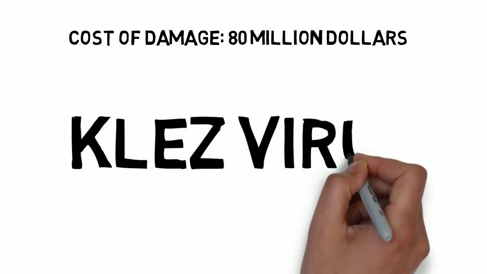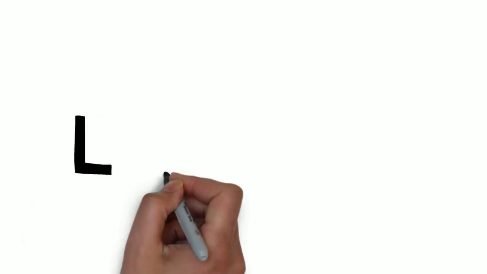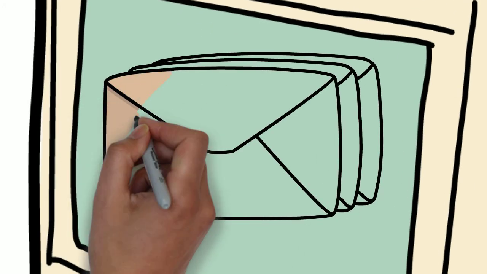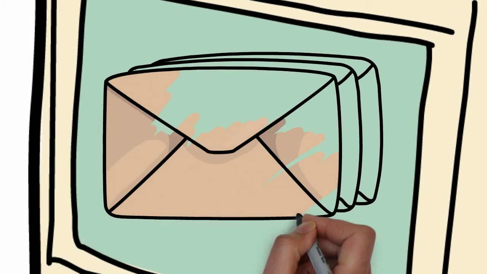Number 2 is the Klez virus. It first appeared in late 2001. The virus works like Melissa. It's self-replicating and spreads through email, but the difference is it can stop antivirus programs too, and there are different versions available.